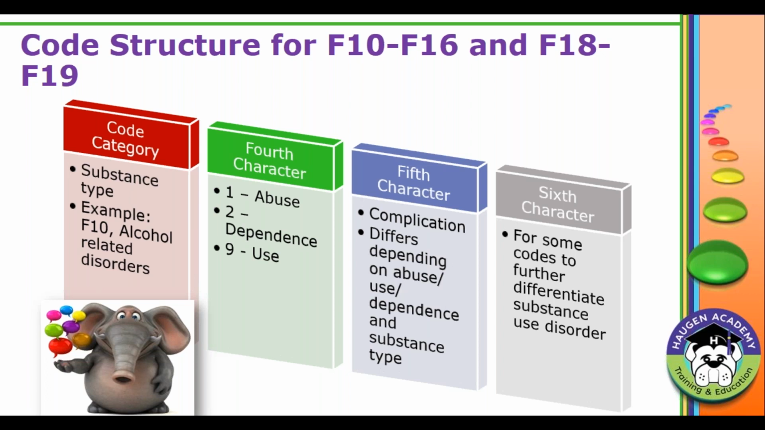The fifth character includes the complications associated with that substance use. And that can differ depending on the type of drug. It can also differ depending on whether it's abuse or use versus dependence. For example, with dependence for alcohol, you have a code for alcohol dependence with withdrawal.